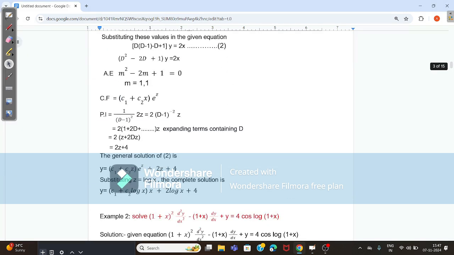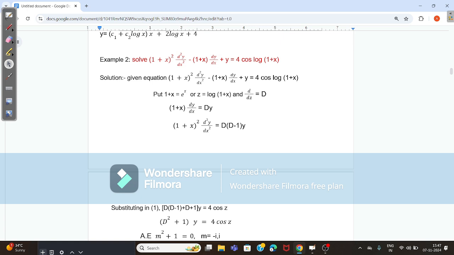Now let us continue with another problem. This is an example problem of a Legendre equation. The equation is (1+x)^2 d^2y/dx^2 - (1+x) dy/dx + y = 4 cos(log(1+x)). Here in the place of a you have 1, and in the place of b also you have 1. The given equation is in this form.